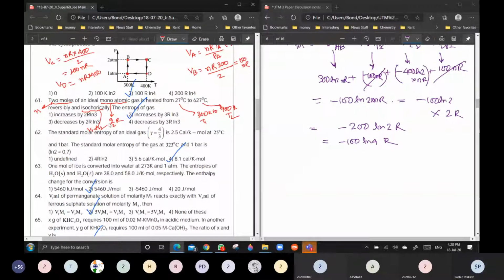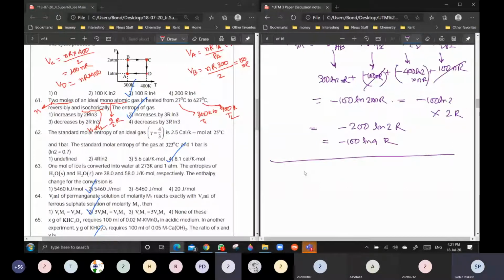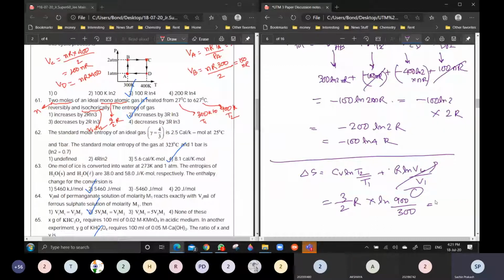Do you want me to calculate also, or can you do it? Delta S is equal to CV ln T2 by T1 plus R ln V2 by V1. It's a simple formula which you have to apply. This will become 0. CV is 3 by 2R into ln of T2 by T1, which is 900 by 300. So it is 3 by 2R ln 3. It will be positive, so it will be increasing. R they have not given, so R value is 2. And into 2 will be there because the whole thing has to be multiplied by the n value. So it is 3R ln 3.